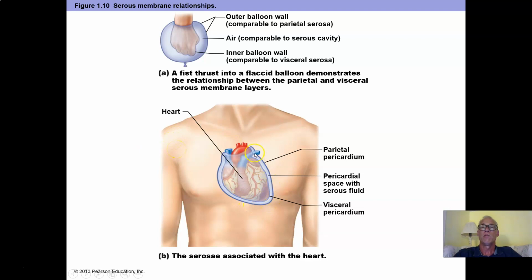volume of lubricating fluid between these linings that allows the two layers to glide with no friction, and the heart can really writhe as it's beating and pumping blood without any friction at all, taking away from some of the work that it's doing. All of the work goes into pumping blood. So that's the function of serous membranes.